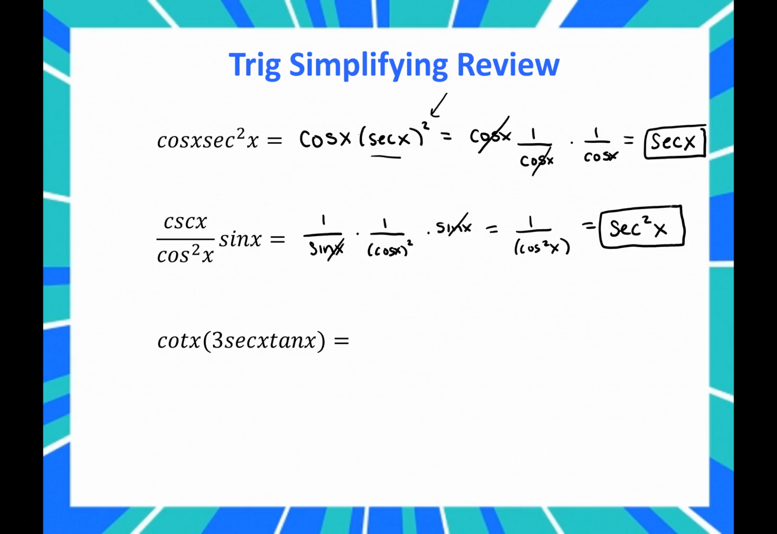All right, let's try another one. Anytime you're wondering, hey, what should I do? Well, you're just going to rewrite things as fractions. So in this case, cotangent x, I can think about as 1 over tan x. Then I have 3 secant tan x. And you can see how lovely this is, that the tan x and the tan x cancel, and I'm just left with 3 secant x.